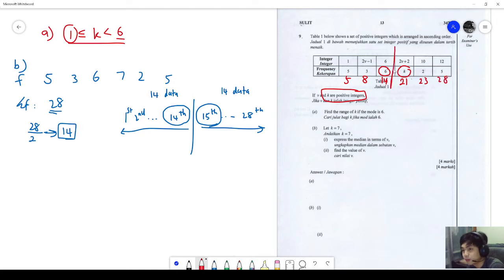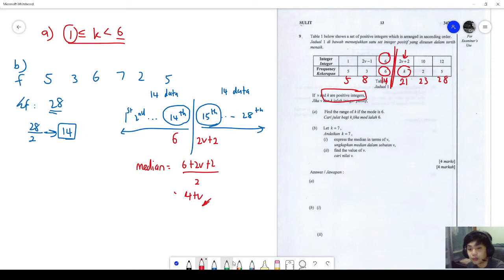At this point, we know the 14th data is 6, and the 15th data here is 2v plus 2, and the median is between those two data. So we can say that the median is (6 plus 2v plus 2) over 2. In this case, it is just 4 plus v. So this is our median.